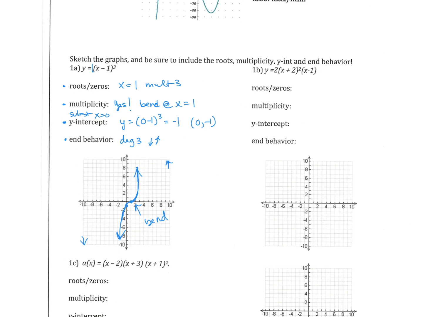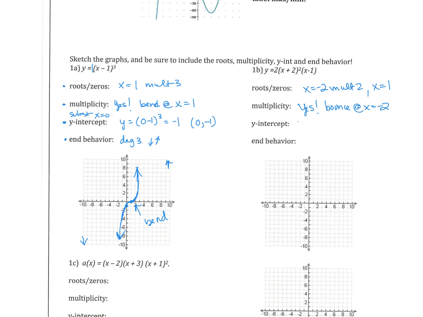So let's take a look at 1b. Sorry about that. My roots would be x equals negative 2 with a multiplicity of 2 and x equals 1. So yes, I'm going to have a bounce at x equals negative 2 because that's a multiplicity of 2.